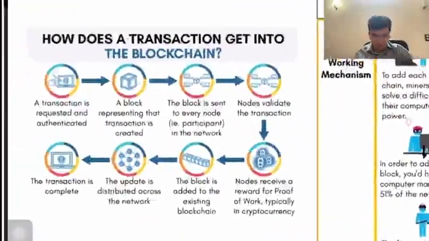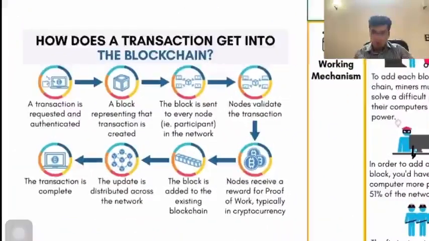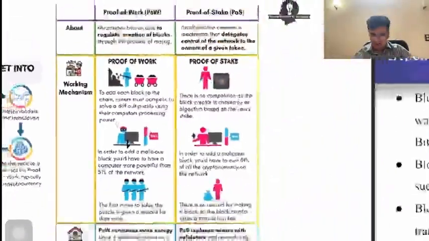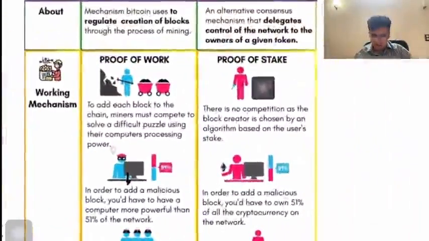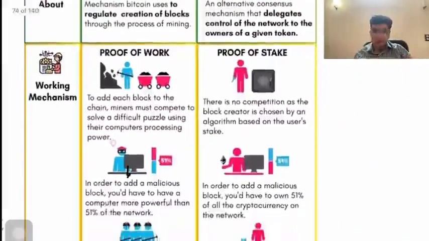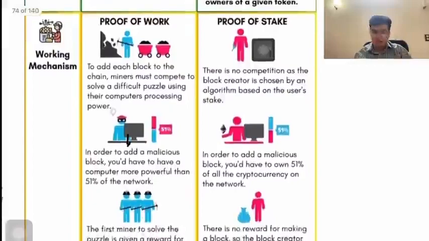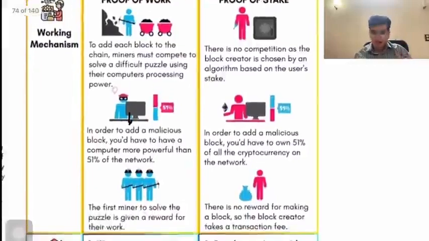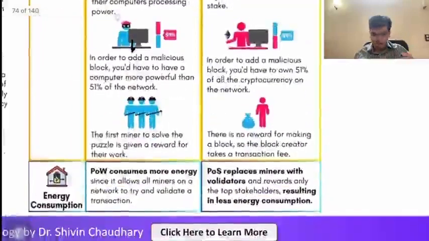Now this is how a new block enters into the blockchain, and you can just read it here. I've already explained. This is the differences between proof of work and proof of stake. Okay, I will also tell you to read this once from the slide, but I have already explained, right? I have already explained this exact thing, so I hope it's not a problem here.